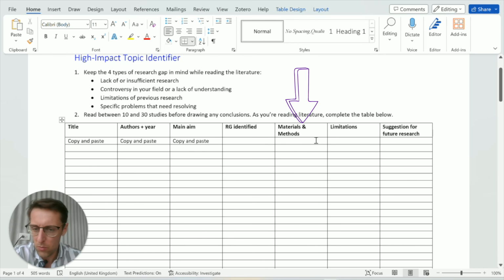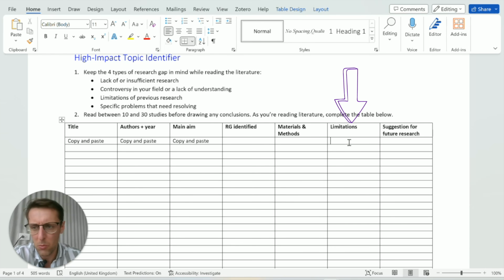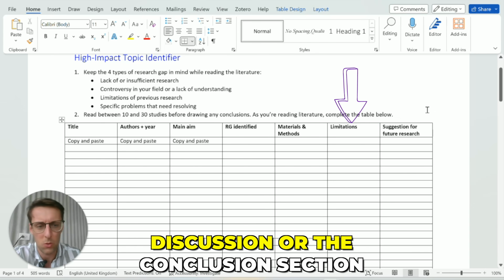In 3-4 bullet points, what were the materials and methods that were used? Because again, if you start seeing patterns, you might notice some limitations in terms of materials and methods and things like that, right? What limitations do the researchers themselves acknowledge in the paper? That's one of the fastest ways of finding the research gap, and this is usually in the discussion or the conclusion section, so you want to jump right there.